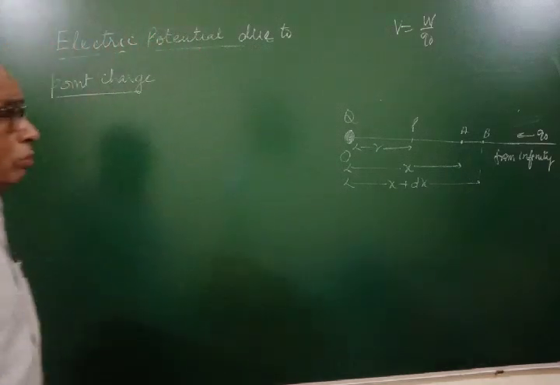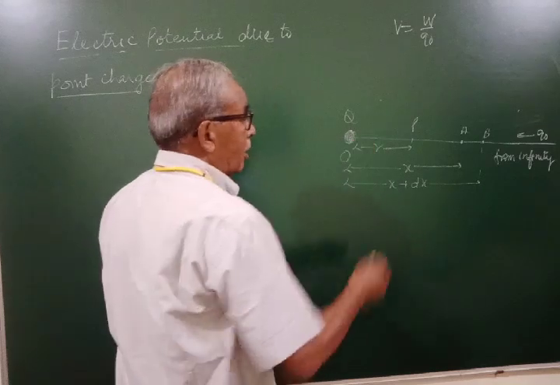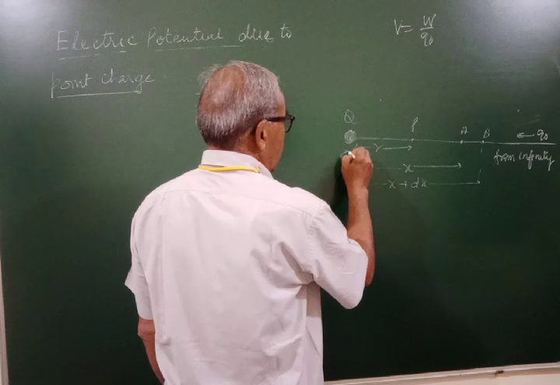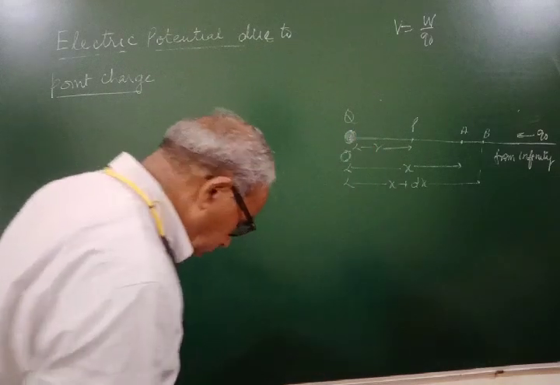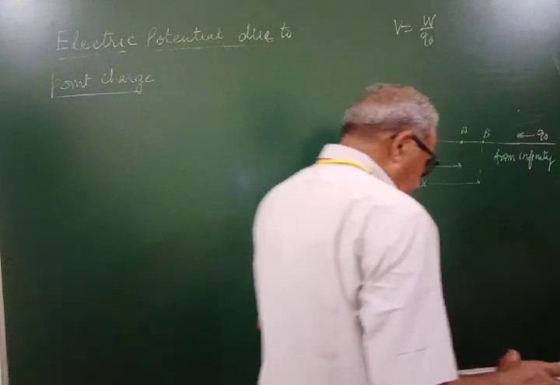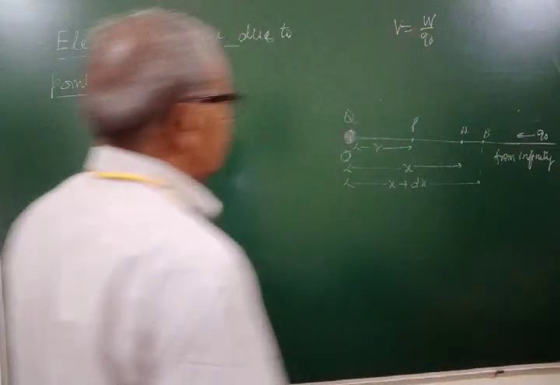Now in this video we will derive a formula for the magnitude of potential at point P, which is at distance r from point O. O means you can say origin. Origin is the reference point with respect to which we measure the distance of different points.